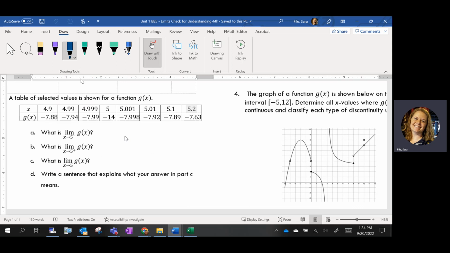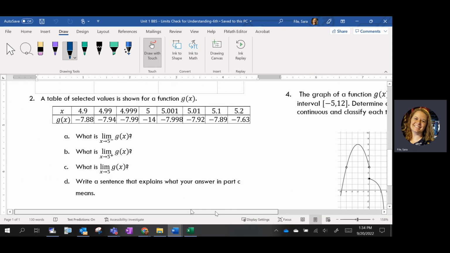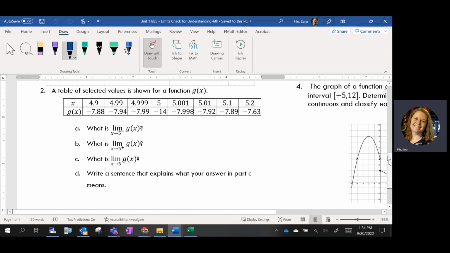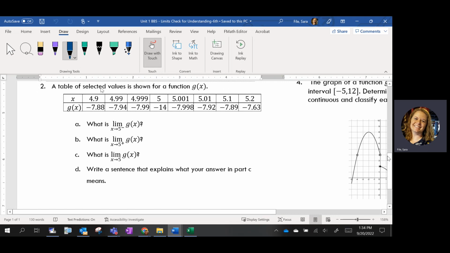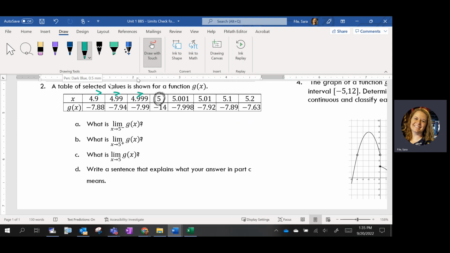Now, number 2, I do want to go over with you because there was not one anywhere else in the notes with a table. So let's think about this. Okay, we are trying to approach where x is 5. So this is the value we're looking at right there. Okay, so it says, what is the limit of g of x as x approaches 5 from the left? So we can see as our x values are getting closer and closer and closer to 5 from the left side, what is happening to these y values? They're getting closer and closer to what?